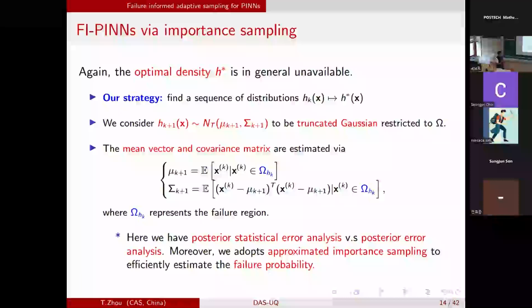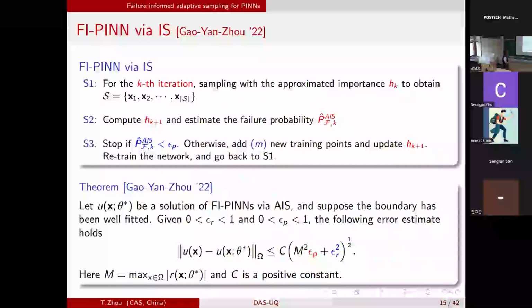Then by this, you are doing adaptivity in the training procedure. And for this algorithm, you can derive an upper bound, an error bound, for the whole algorithm. But this is the whole procedure. It's very simple. You only need to update one or two lines in the PINNs method. A few lines will finish the whole procedure.